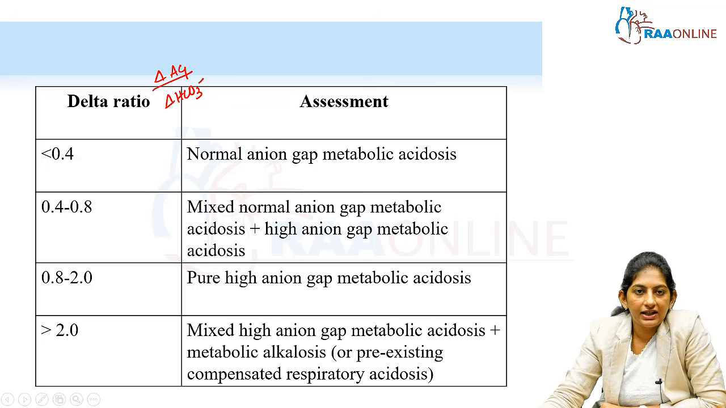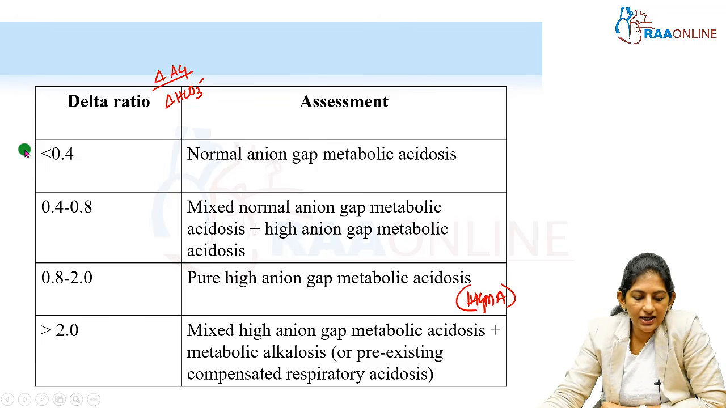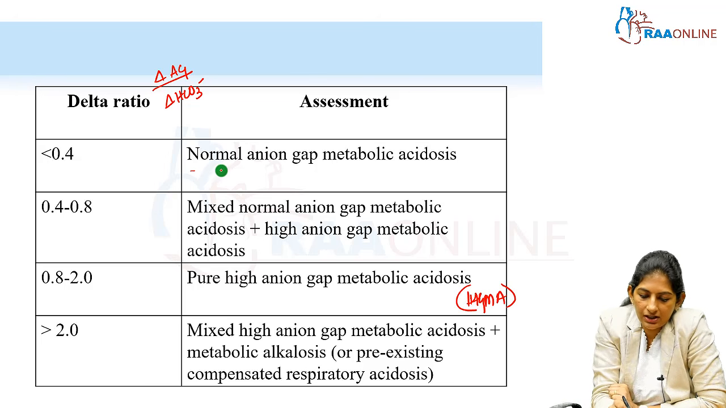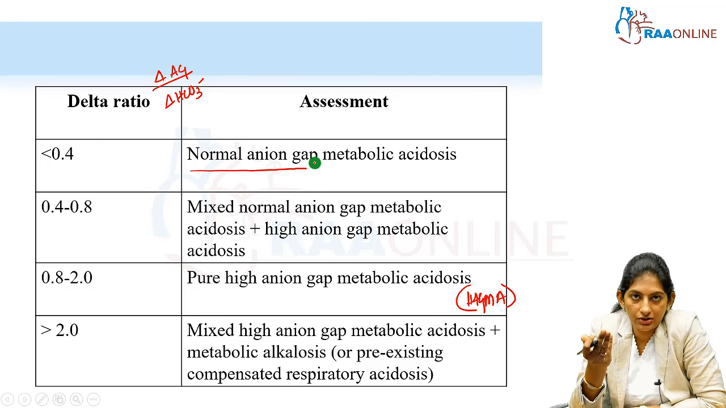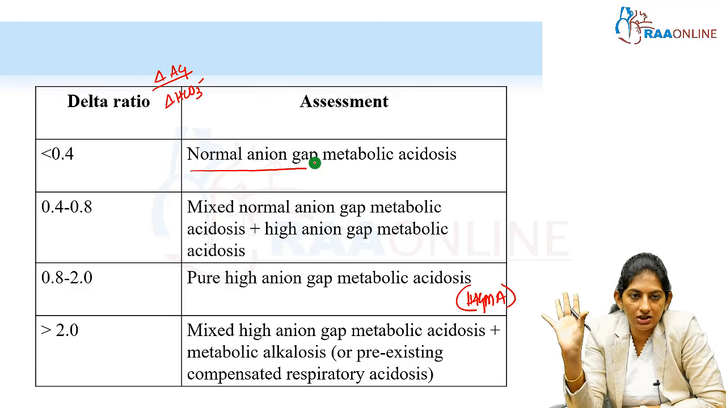Again, this table is very, very important. If the delta ratio is between 0.8 and 2, normally it should be 1, but sometimes it is up to 1.4 or 1.5. In such cases, it is a pure high anion gap metabolic acidosis, and there are no other hidden disorders. If it is less than 0.4, it is a normal anion gap metabolic acidosis. Of course, we do not need to calculate this; just by looking at the anion gap, if it is 11 or 12, you can label it as normal anion gap metabolic acidosis.